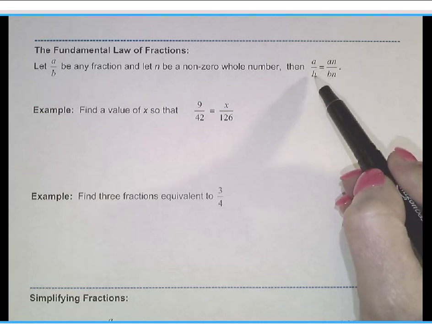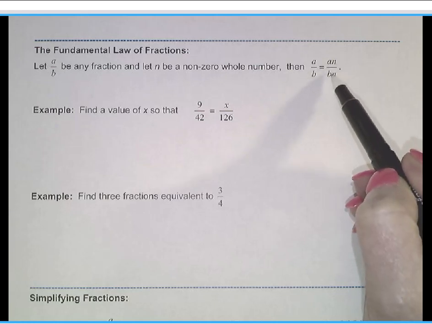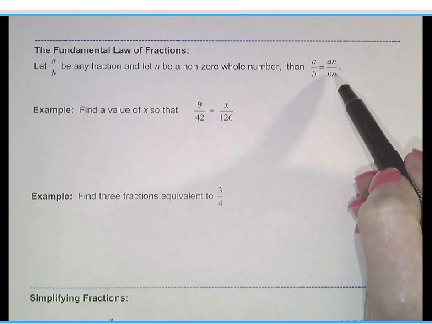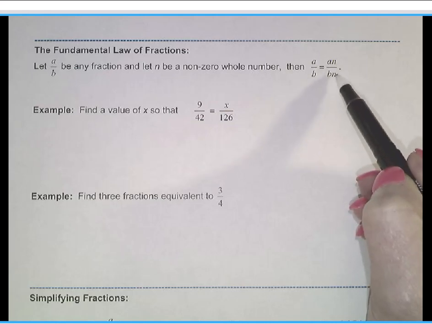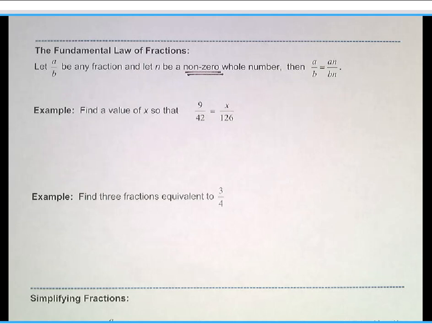So a over b is the same thing as a times n over b times n, as long as the n number you're using is not 0. That is kind of the big kicker here. It can't be 0. So this means that you would create equivalent fractions. So, a couple quick examples.